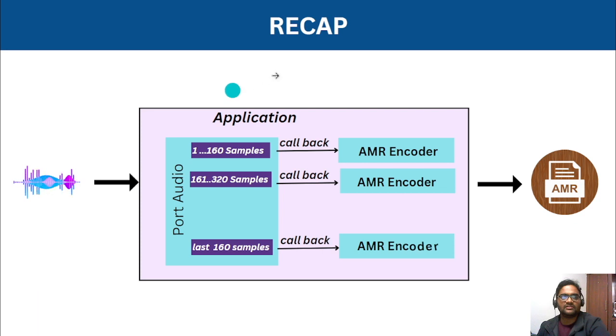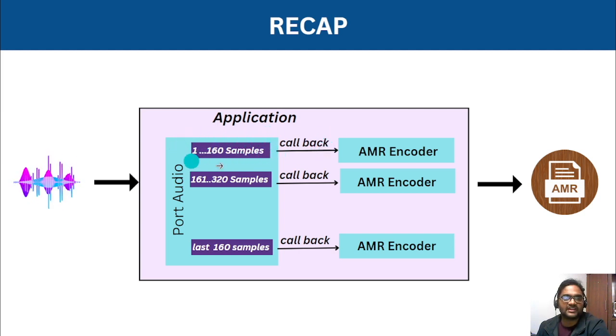Next we will start with the recap. What happened in the last video? We captured the samples from the audio, then encoded them with the help of the AMR encoder, and finally wrote that encoded data into a file. The callback triggers whenever 160 samples are available.